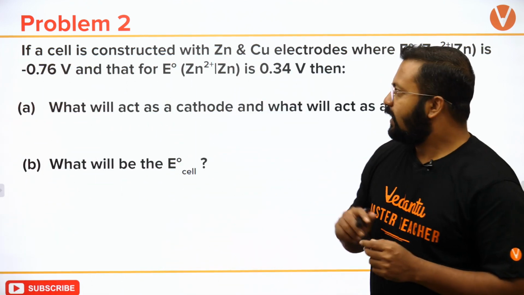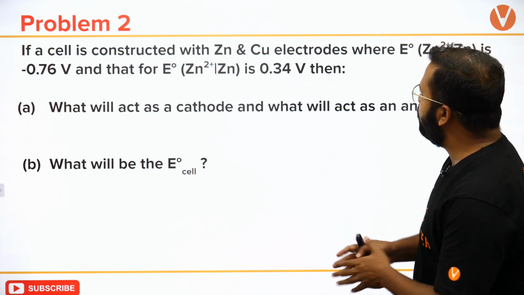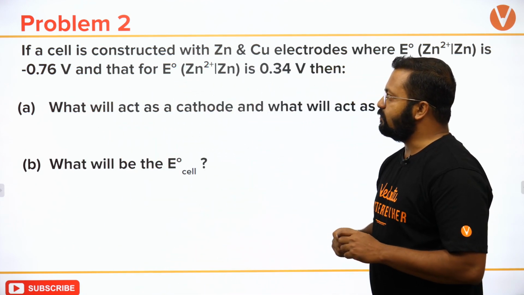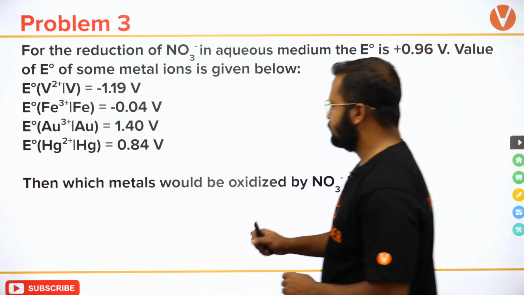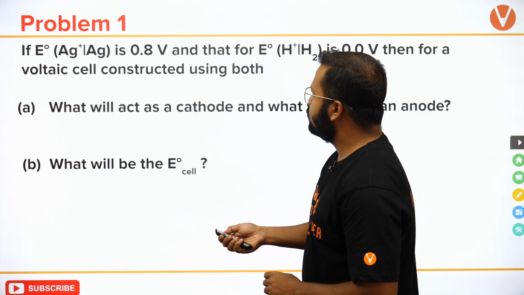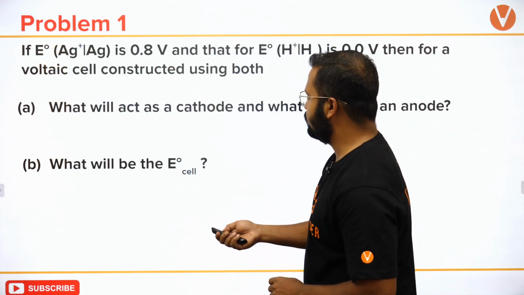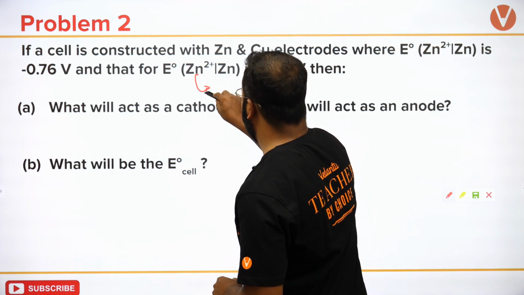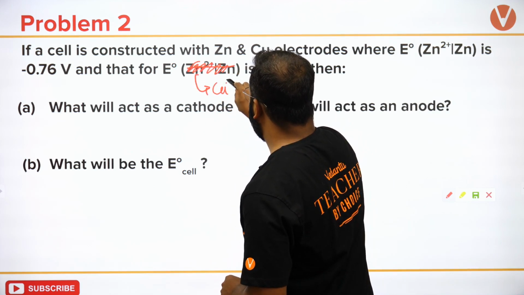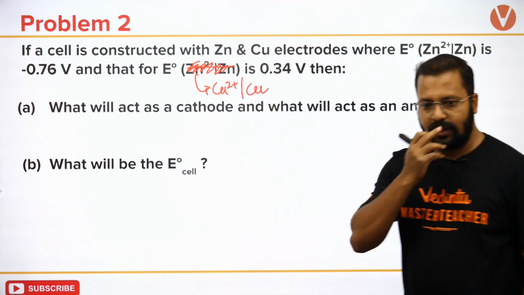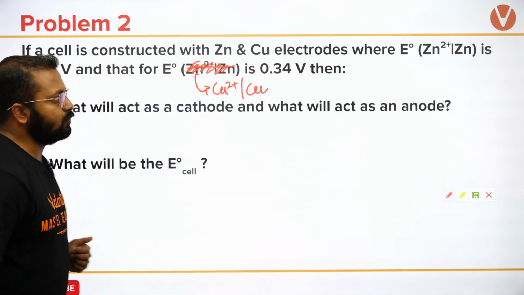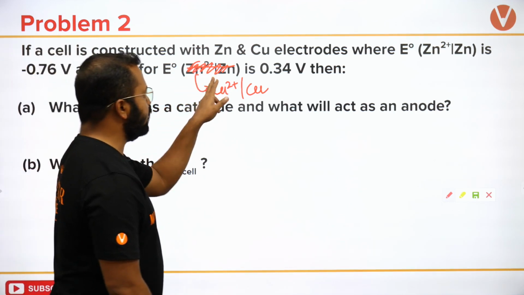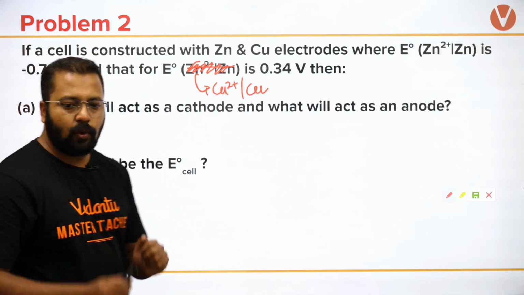The next question is this. If a cell is constructed with zinc and copper electrodes where E naught of zinc is minus 0.76 and that of copper... Okay, you consider it to be Cu2 plus changing into Cu. So, zinc and copper electrodes where E naught of zinc 2 plus is minus 0.76 and that of copper is 0.34, then what will act as an anode, what will act as a cathode?